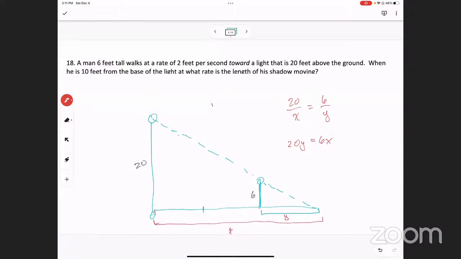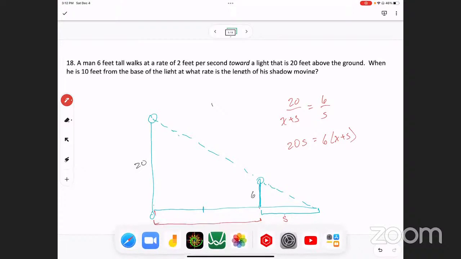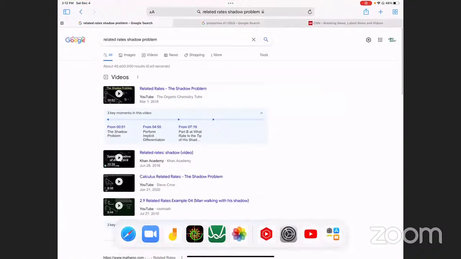Let's see what it says. Man walks at a rate toward a light. Okay, so his rate is actually -2 feet per second. We're going to call this S for shadow length, and we'll call that distance X. So really what we have is 20 over X plus S equals 6 over S. So 20S equals 6 times X plus S. And then we're taking, like he did, the derivative with respect to time.